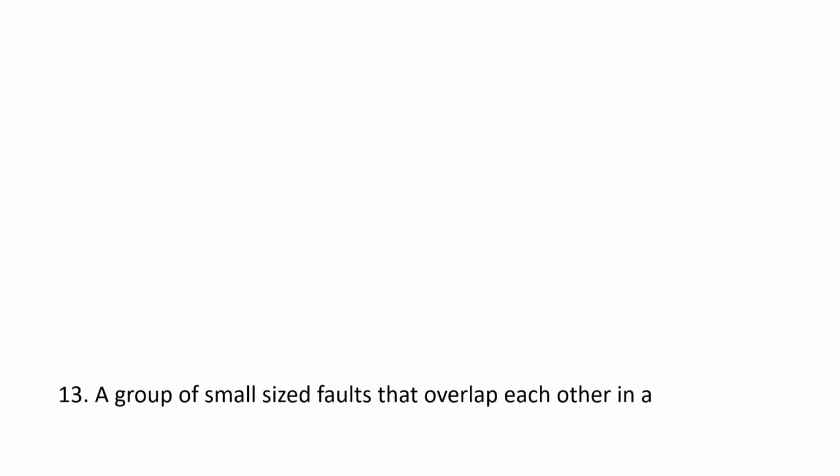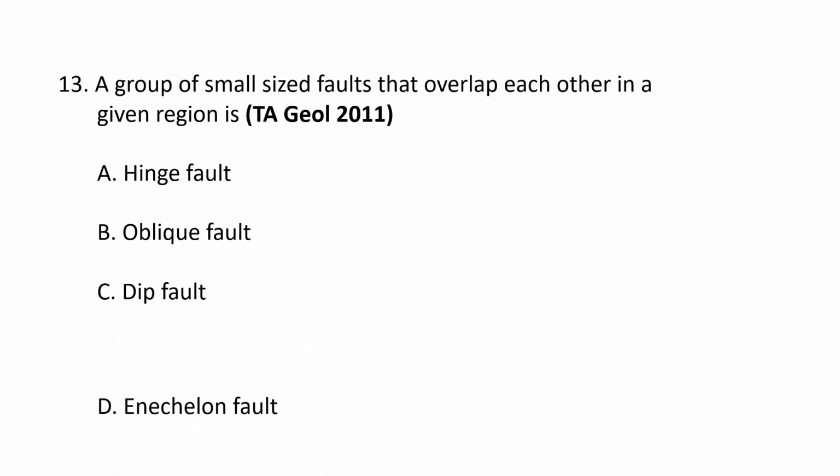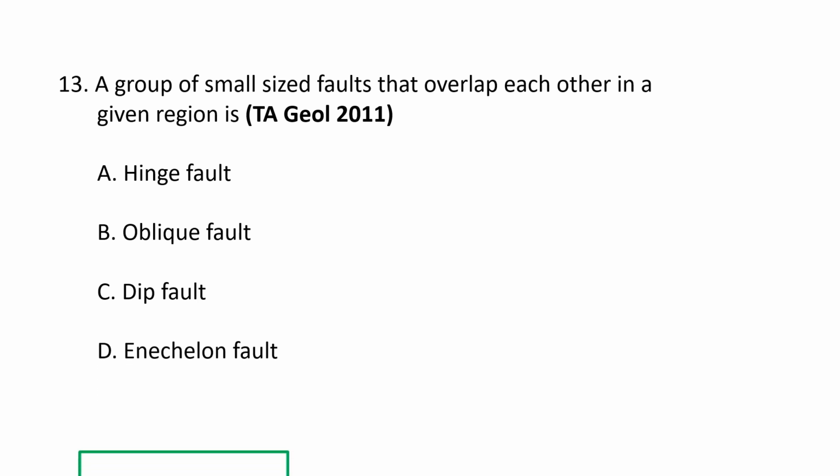Next question. A group of small-sized faults that overlap each other in a given region is A. Hinge fault, B. Oblique fault, C. Dip fault, and D. En-echelon fault. An en-echelon fault refers to a group of small faults that overlap each other in a given region, appearing in a step-like pattern, often with a parallel or subparallel alignment. Essentially, they are closely spaced faults that step over one another.